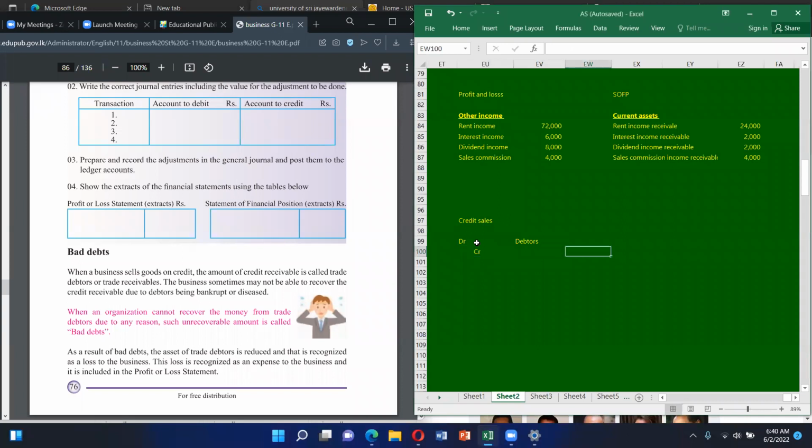We already did this in grade 10, the credit sales double entry. So you sell goods on a credit basis. Since you sold goods on credit, what will happen? You will not receive money now. Instead, you will receive money later. So debit debtors, credit sales.